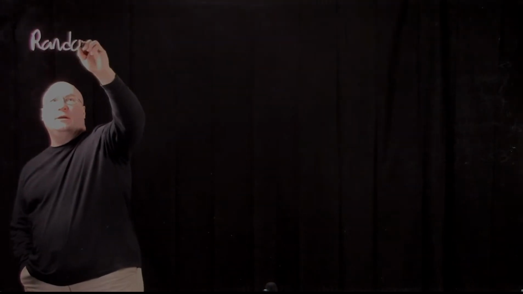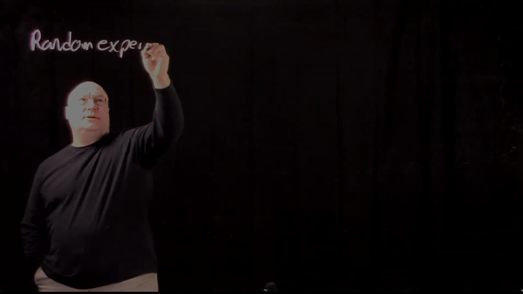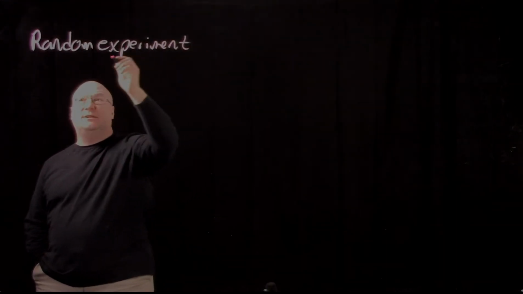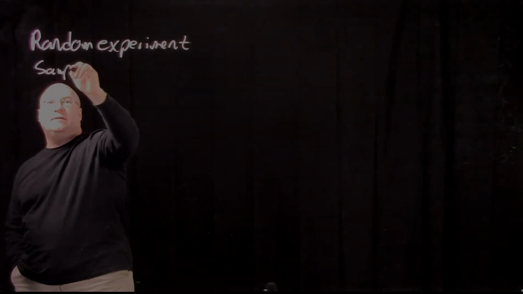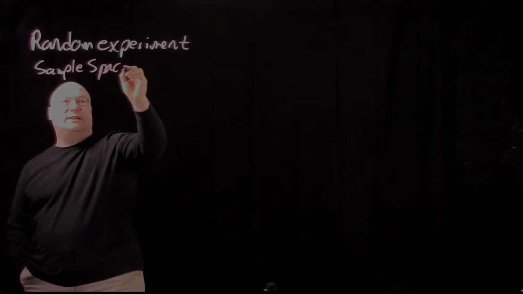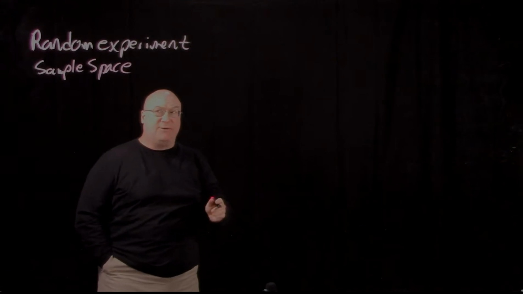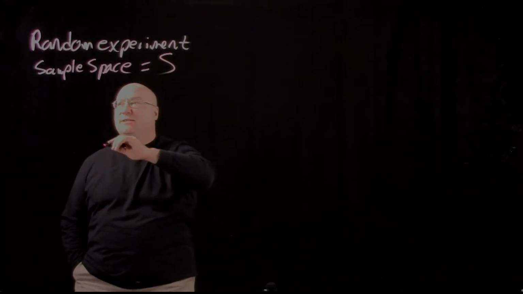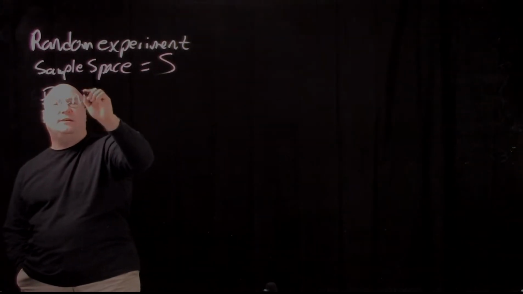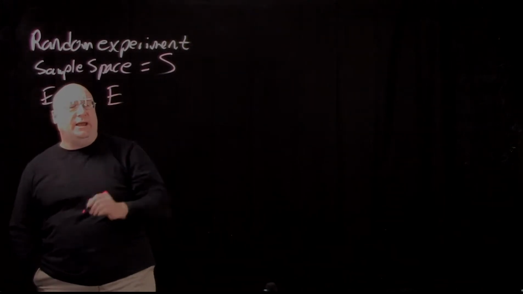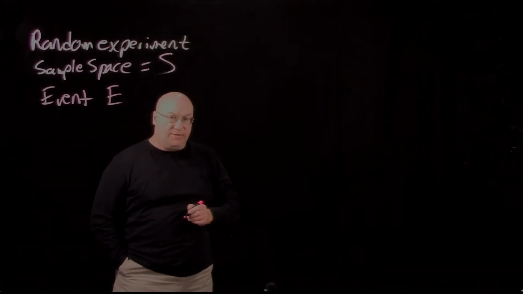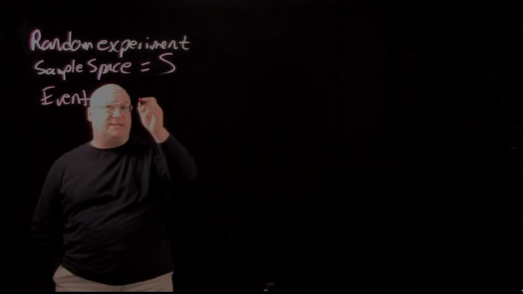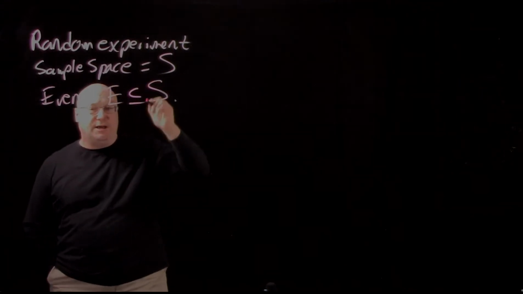So our context is, we have a random experiment, just to summarize it: random experiment, sample space, which means the set of all possible outcomes, and we usually call that S, and we have some event, E, and we think of that as some subset of S, some set of the outcomes from S.